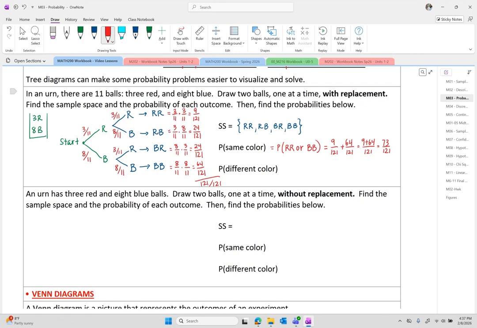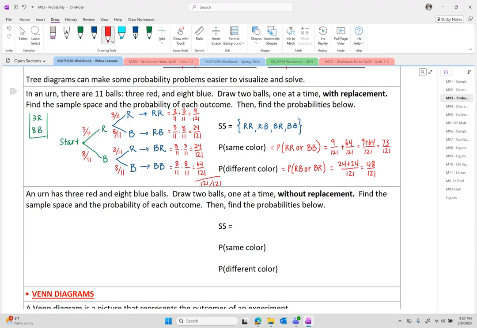What's the probability they will be different color? It will be the probability of red-blue or blue-red. These are also mutually exclusive. I can either pick red first and then blue, or I can pick blue first and then red. And that is 24 plus 24 out of 121, which is 48 out of 121.